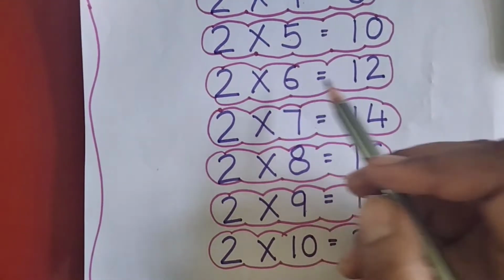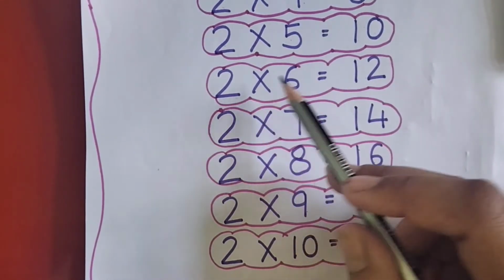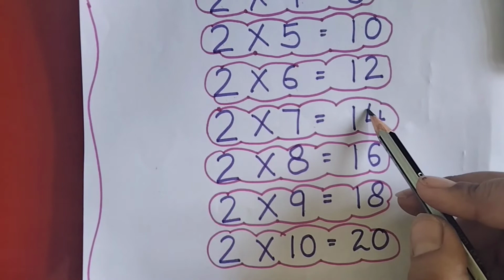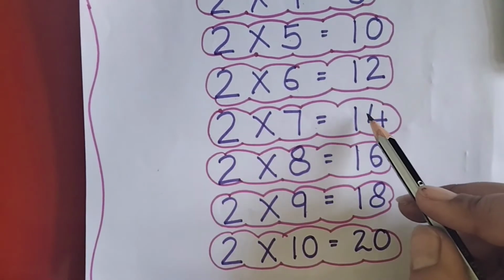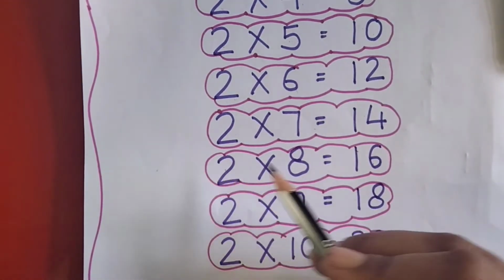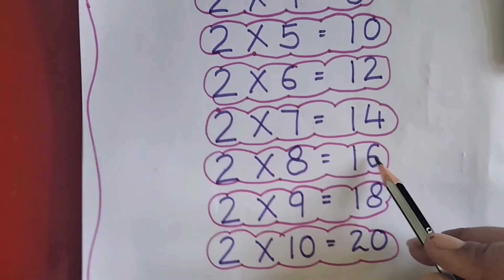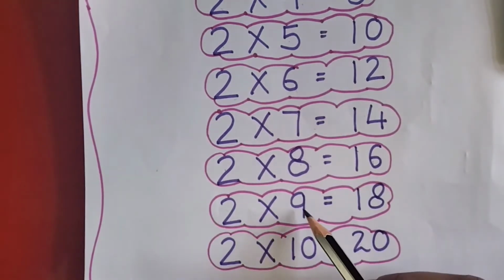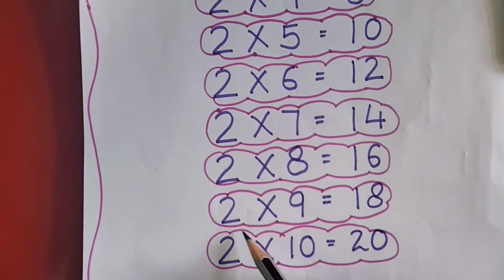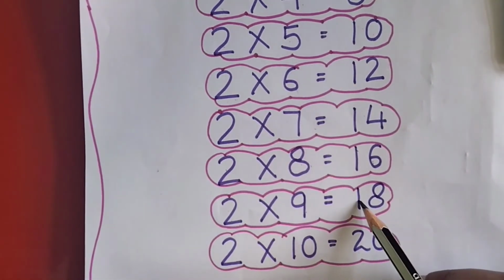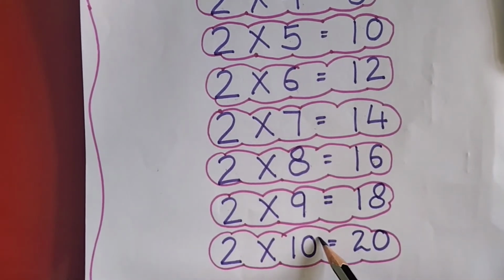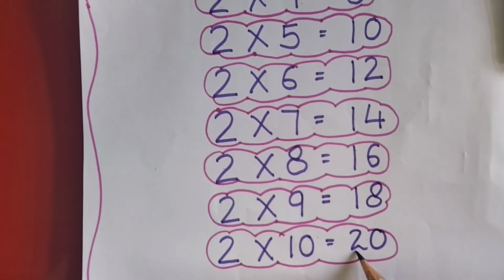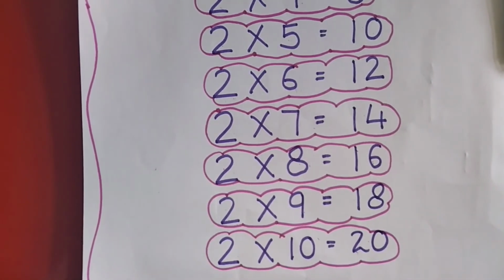2, 6 ja, 12. 2, 7 ja, 14. 2, 8 ja, 16. 2, 9 ja, 18. 2, 10 ja, 20. So children, like this you have to learn the table of 2.